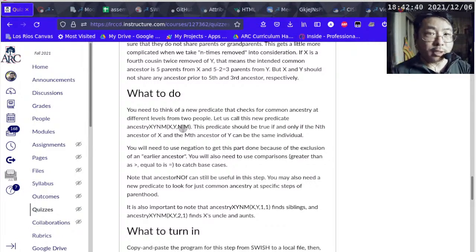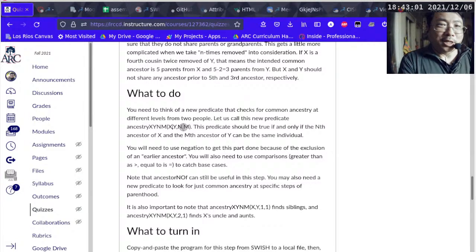N and M count the number of parent links before we get to a common ancestor. So if you have Bart, Lisa, 5, 5, that should return false. If you put in Bart, Lisa, 4, 4, that should be false too. 3, 3 should be false. 2, 2 should be false. 1, 1 is the one that should be true, because they share Homer as a parent.